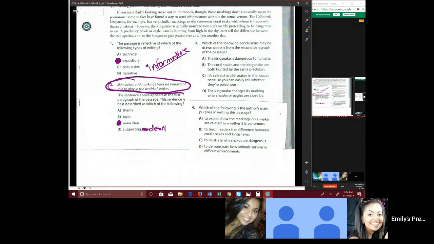Is that the main idea? Is it? And remember that the main idea is the whole point. So is the whole point of this entire thing the fact that skin colors and markings have an important role to play in the world of snakes? Yes, that is the point.